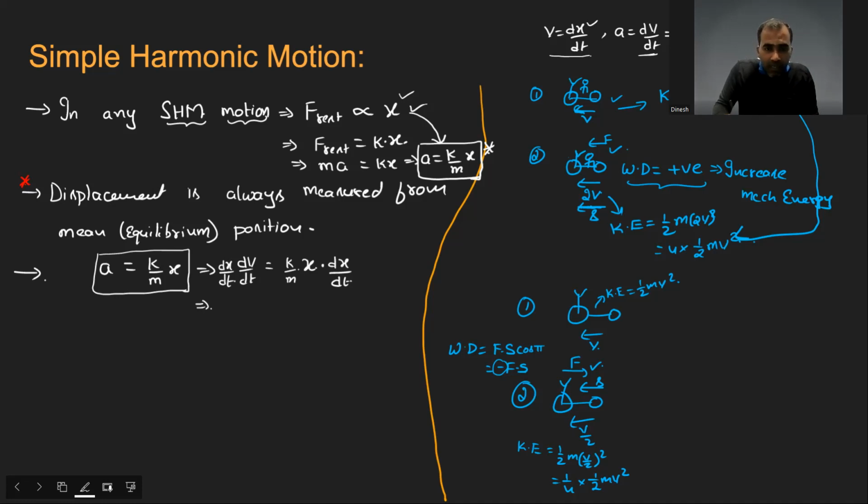Now understand this. Can we write dx by dt as v? So v dv by dt is equal to k by m into x into dx by dt. I hope that this step is clear. I did not do anything much. dx by dt I'm replacing with v, because dx by dt is the same as velocity. Now I am cancelling this dt on both sides. Observe carefully. So v dv is equal to k by m, a constant, into x dx.